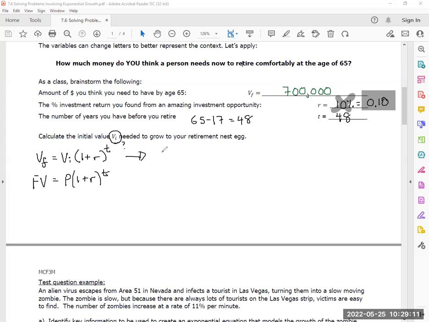What's my VF? 700,000. What's my VI? I don't know. Oh, in case you're wondering where I'm getting all this, let me write it there. VF is 700,000. R, we just wrote above, is 0.10. Time, we just wrote, is 48. VI, I do not know. So I'm going to take all this and plug it in.